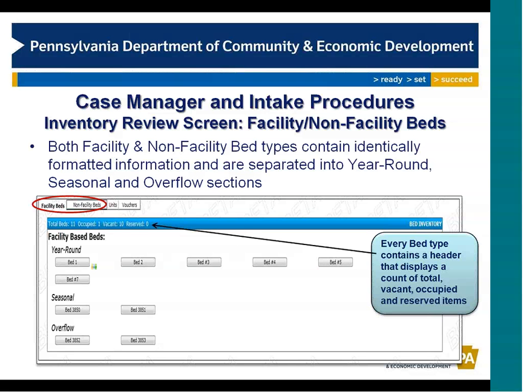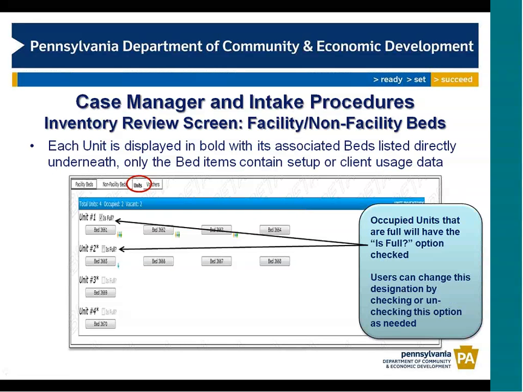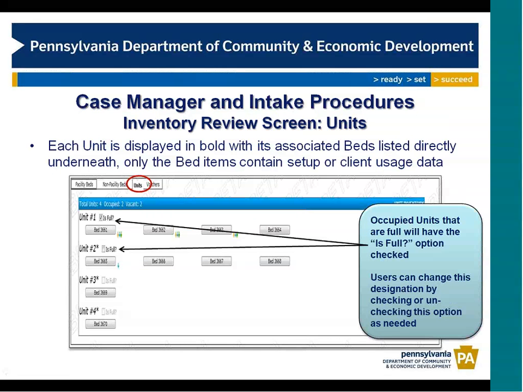Although you can do a quick scan of what's available and what's occupied, at the top of every screen we also provide a little summary table that shows you the total number of beds, total occupied, vacant, as well as reserved. That's a nice quick snapshot of information you can glean when looking at the review screen. All right, now we're going to go to units.